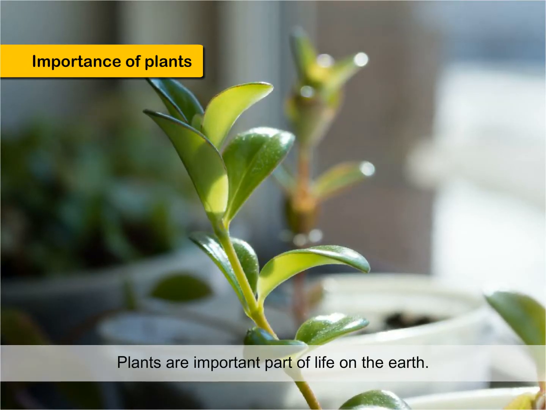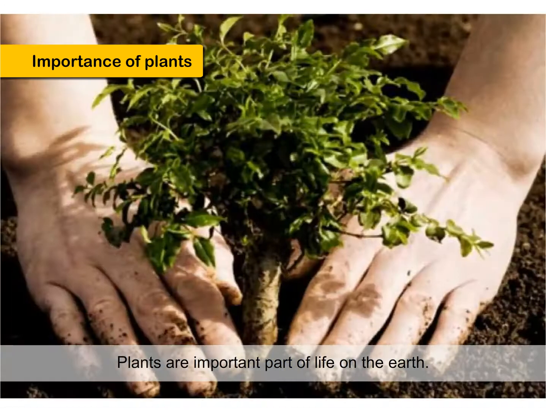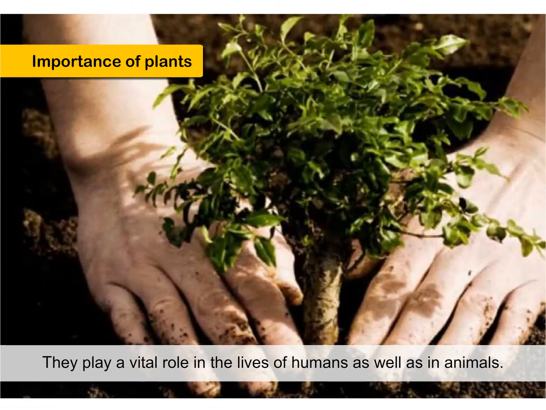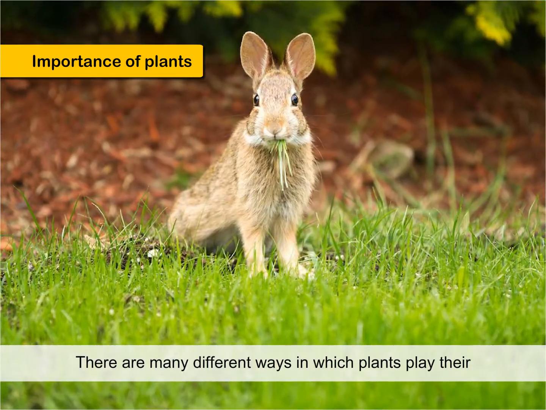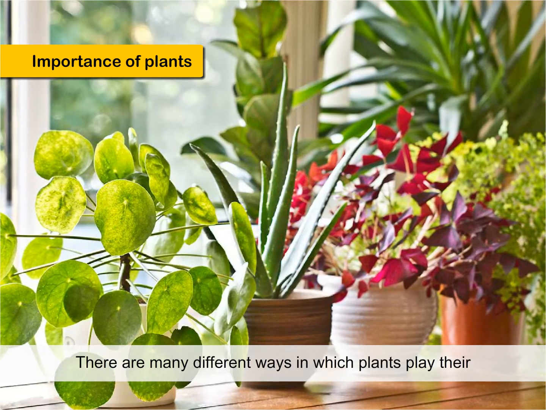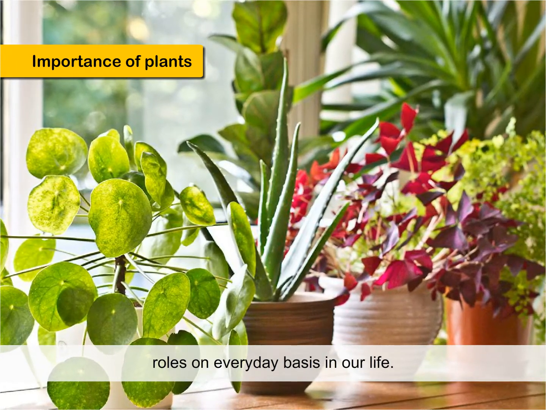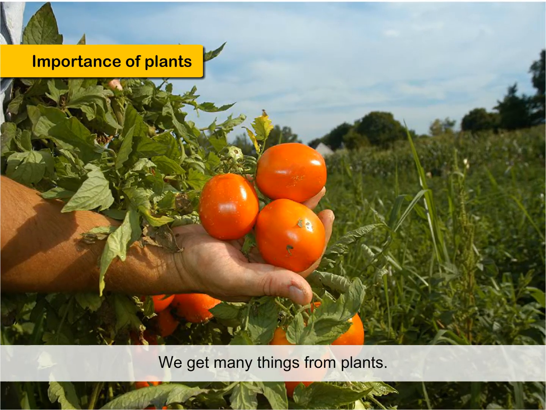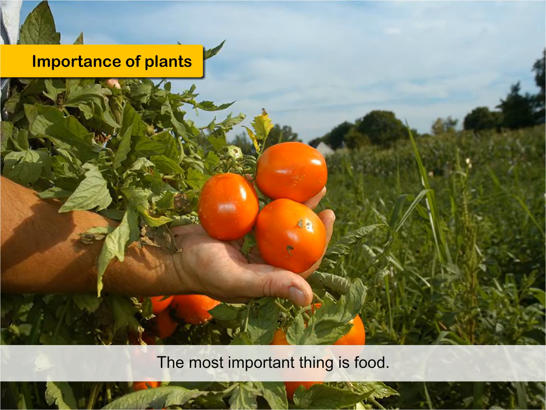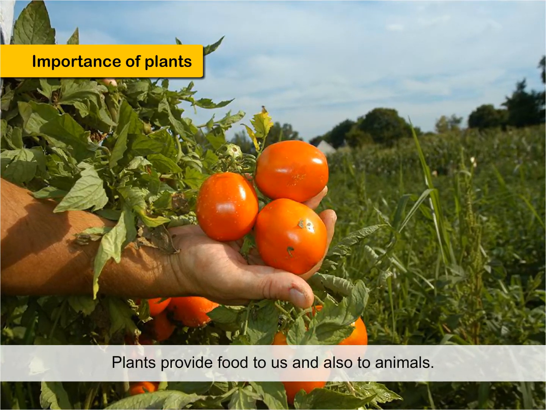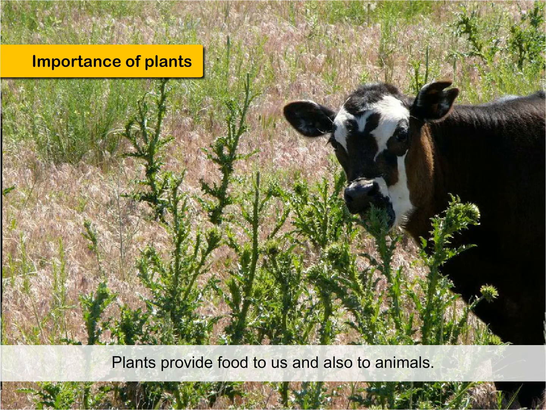Plants are an important part of life on the earth. They play a vital role in the lives of humans as well as in animals. There are many different ways in which plants play their roles on an everyday basis in our life. We get many things from plants. The most important thing is food. Plants provide food to us and also to animals.